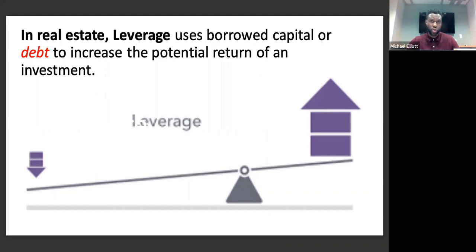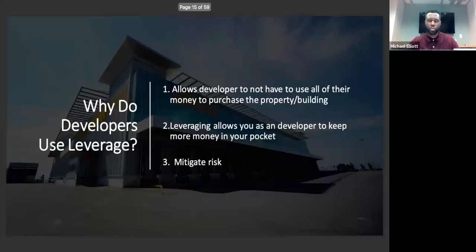So one of the definitions we're using is that in real estate, leverage uses borrowed capital or debt to increase the potential return on an investment, whether it could be a commercial property, residential property, you name it.